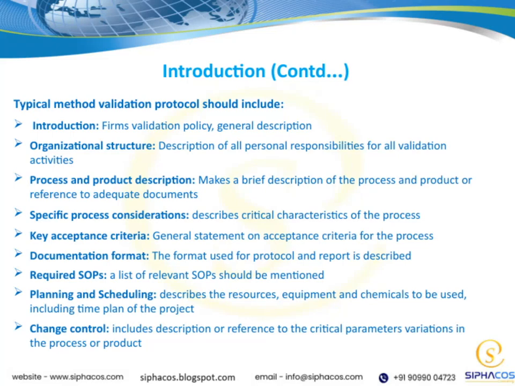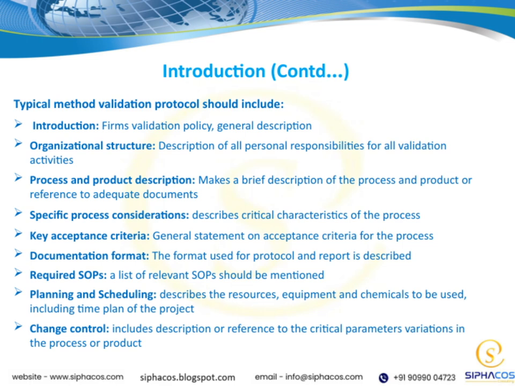Let's start with the typical method validation protocol, which is a crucial part of our overall quality assurance process. First, we have the introduction, where we outline the firm's validation policy and provide a general description of our approach. This sets the stage for understanding how we ensure consistency and reliability in our methods. Next, we look at the organizational structure. Here, we describe who is responsible for what, detailing all personnel involved in validation activities. Clear responsibilities help us maintain accountability and streamline the process.